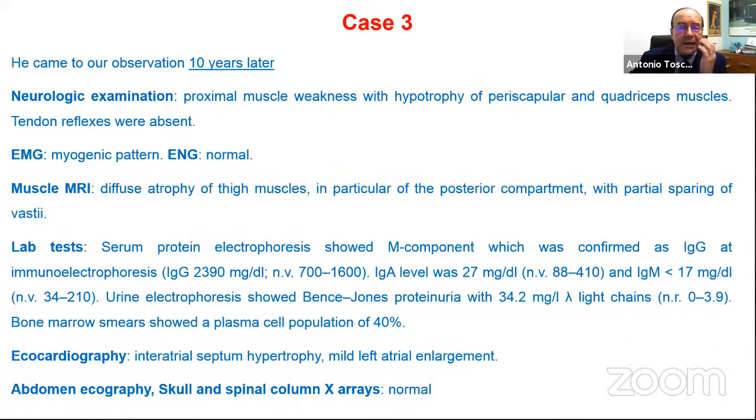About 10 years later, he came to our hospital, and the neurological examination was really bad. Important proximal muscle weakness with hypertrophy, especially of periscapular and quadriceps muscles, myogenic electromyography, neurography normal. But when we studied the neuroimaging, there was a diffuse atrophy of thigh muscles, especially in the posterior area. And the lab test confirmed the immunological alteration.